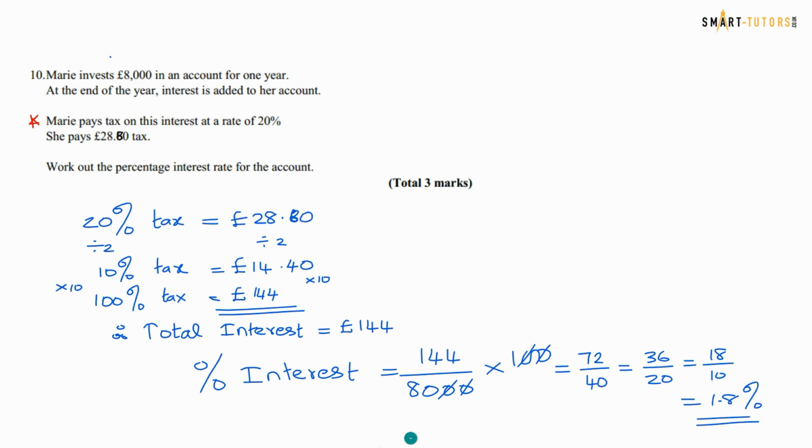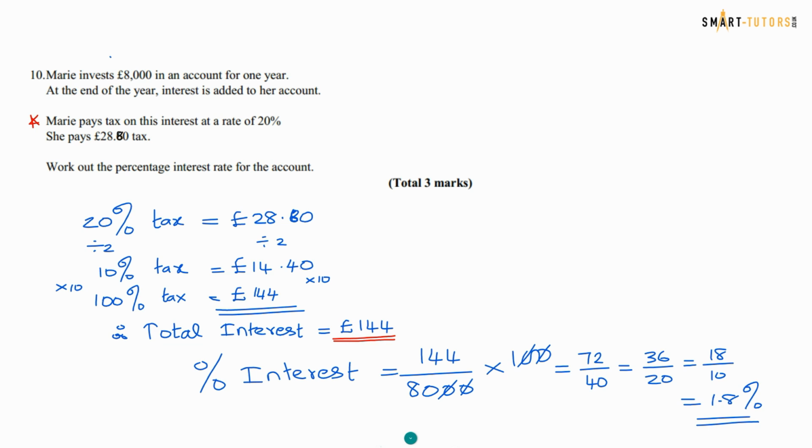So somehow you need to find the 100%. So I am going to divide both sides by 2, which gives 10% is 14.40. So 10% is 14.40 means 100% is times by 10, 144. So the total interest is 144.